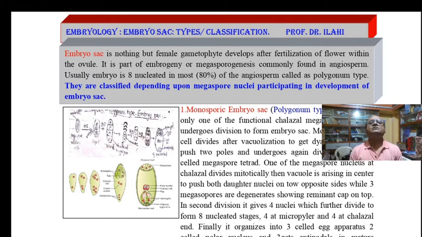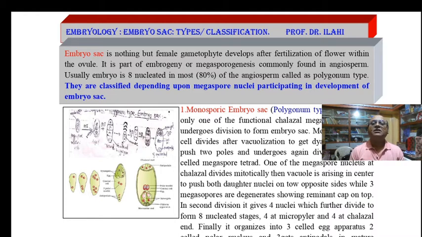As far as its structure is concerned, the structure in the angiosperms is generally an 8 nucleated structure, and in most of the cases, 70 to 80% of angiospermic plants show this type of 8 nucleated embryo sac. It was first observed in the genus Polygonum, so it is called the Polygonum type of the embryo sac.